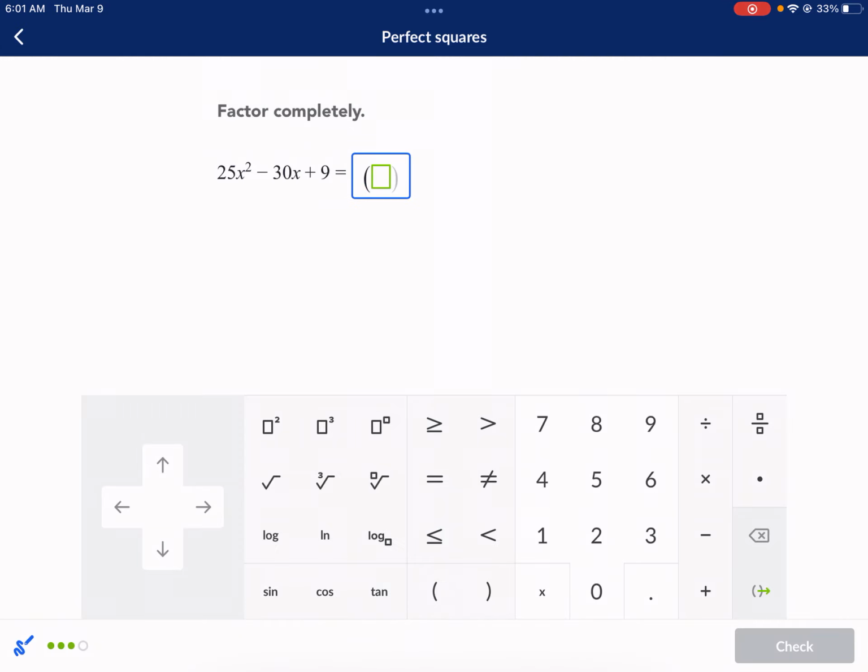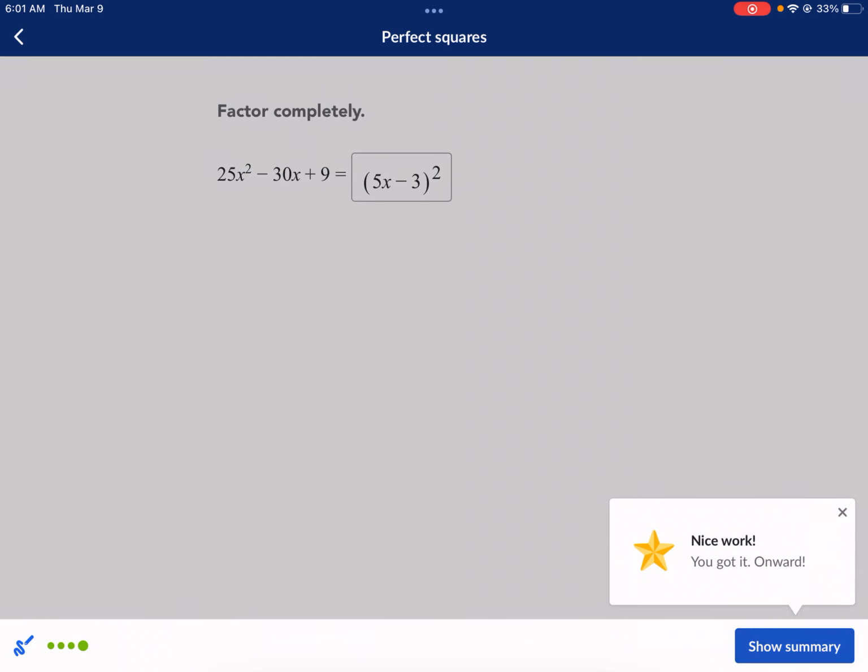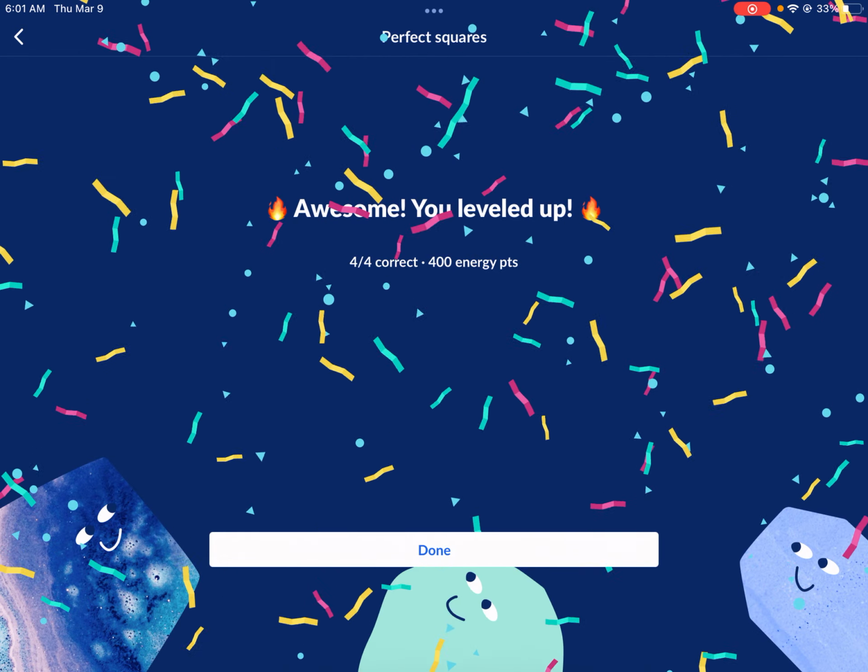Let's go ahead and type that in. 5x minus 3 squared. Double check. Check it.